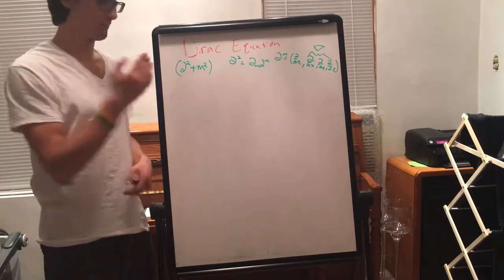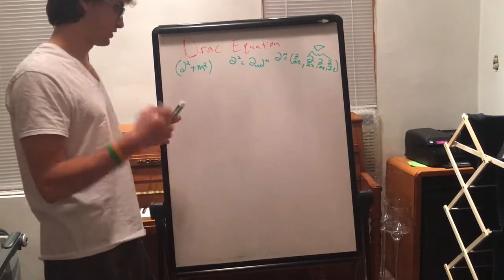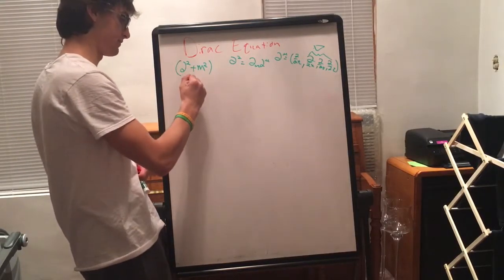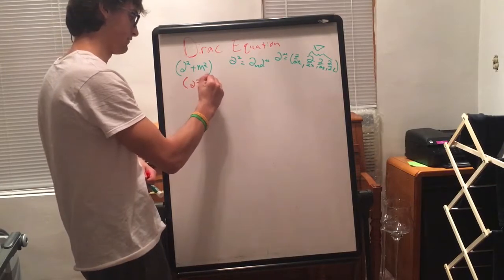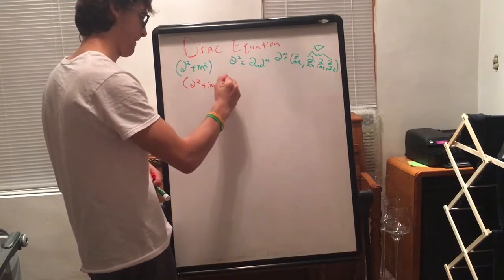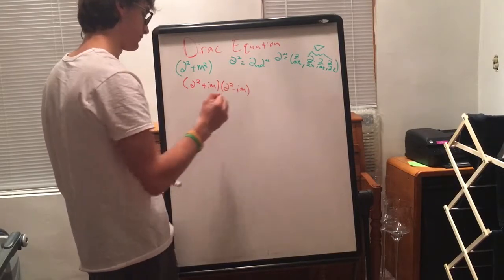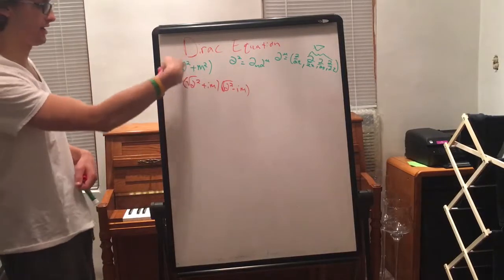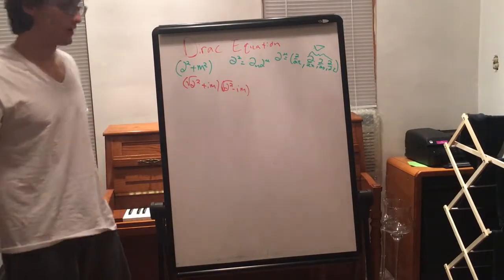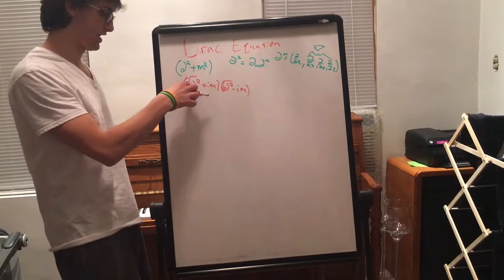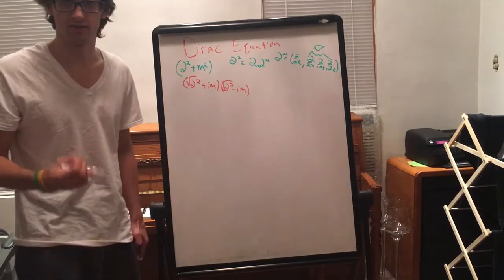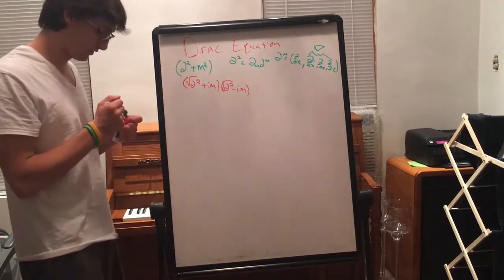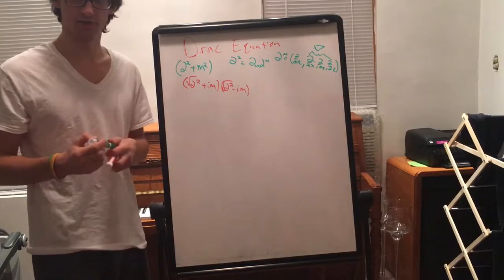We want a single particle equation. So an idea for doing this is to break this up, in an attempt to get rid of the second order. We could do this when we factor it out, we get back this equation. But the issue with this is that taking a square root of a differential operator is not well defined. It's not defined at all. So we can't do this, but Dirac came up with a really good solution.